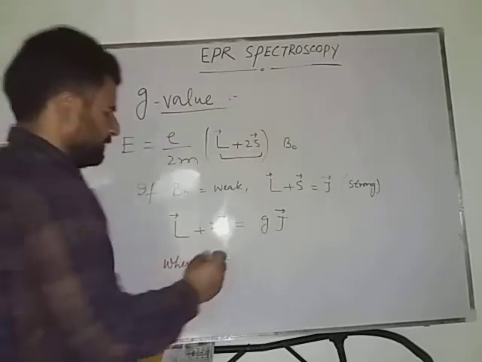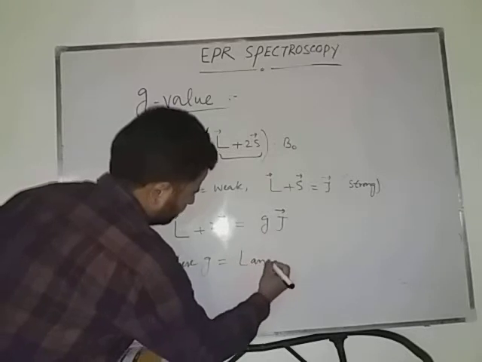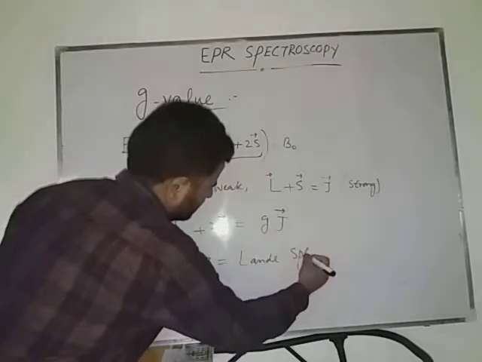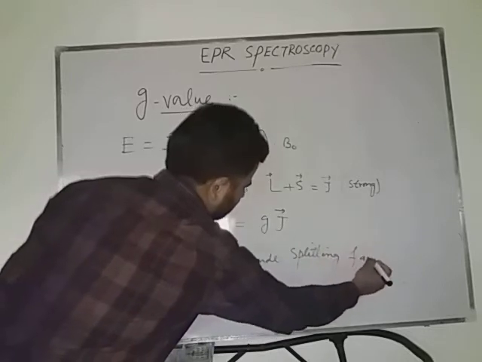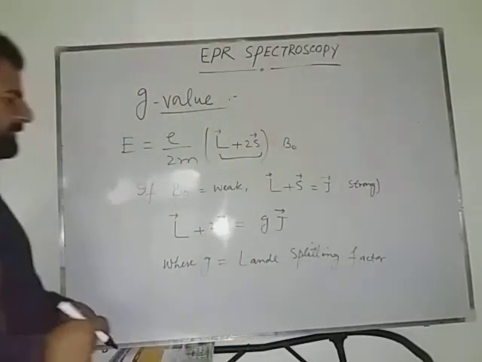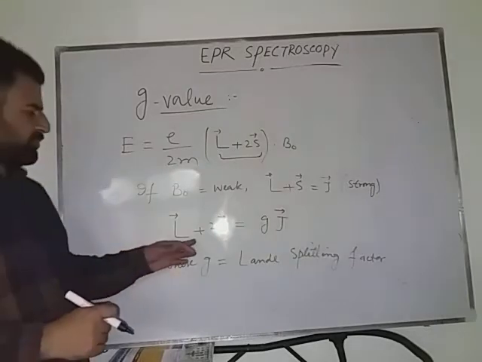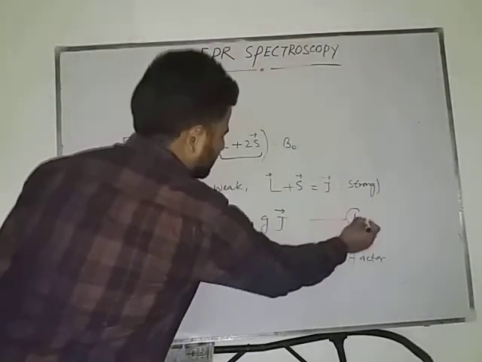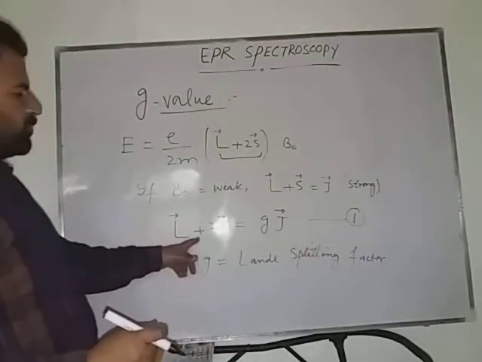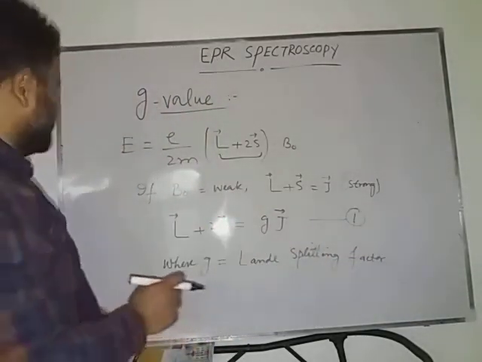L plus 2S is equal to G J, where G is the Lande splitting factor. So this equation I will call equation 1: L plus 2S is equal to G J.